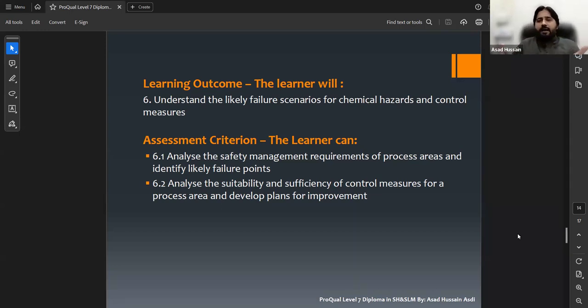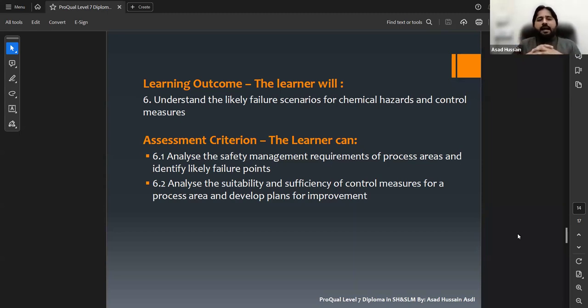In this case, you can provide a risk assessment which considers the chemical hazards and applies the control measures. For 6.1 and 6.2, a complete risk assessment specifically for chemical hazards, showing the control measures implemented to control those chemical hazards, will be enough as evidence to support 6.1 and 6.2. Here we see 6.2: analyze the suitability and the sufficiency of control measures for a process area and develop plans for improvement.